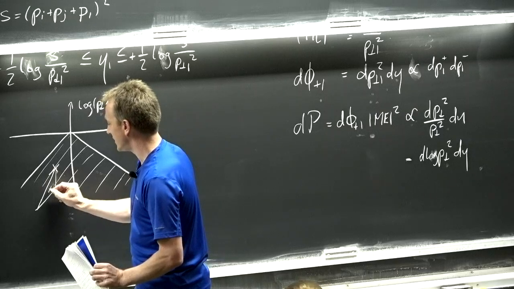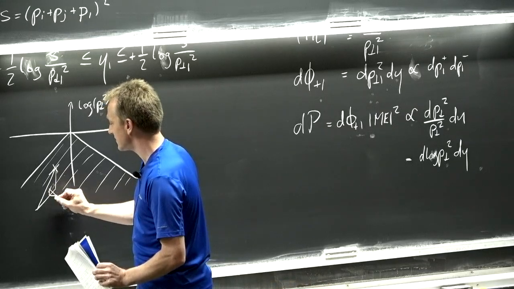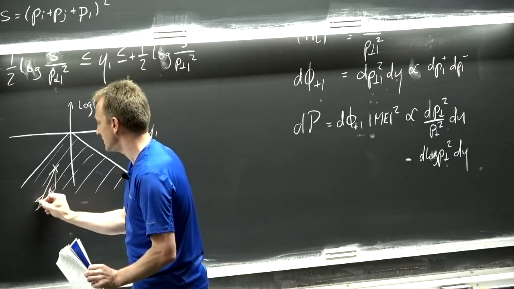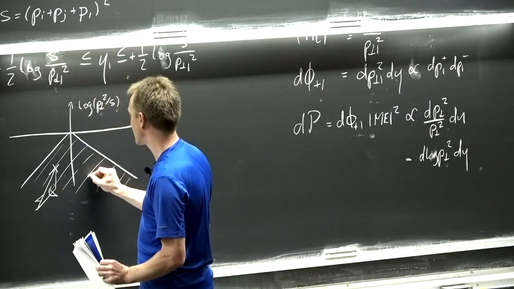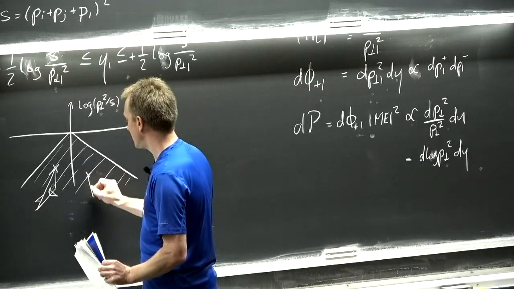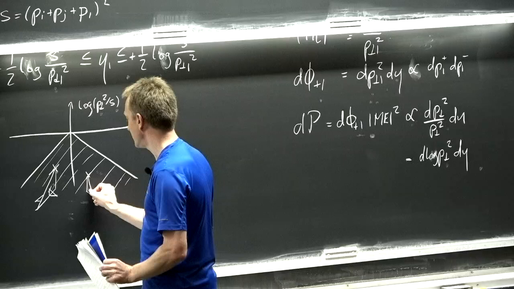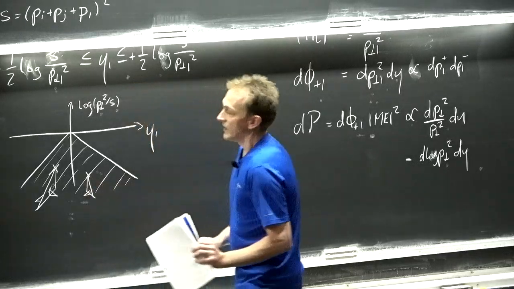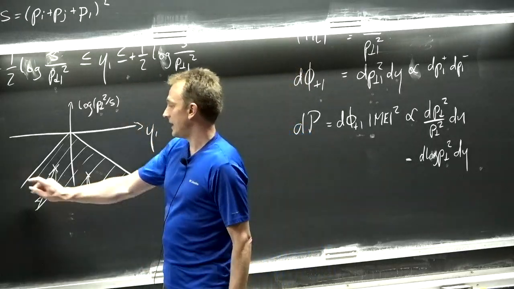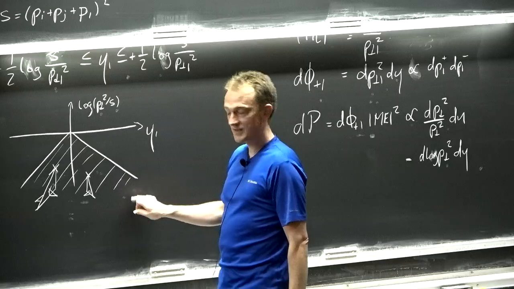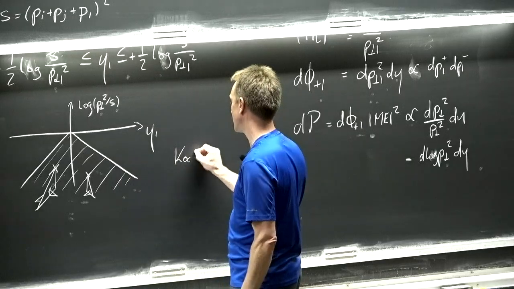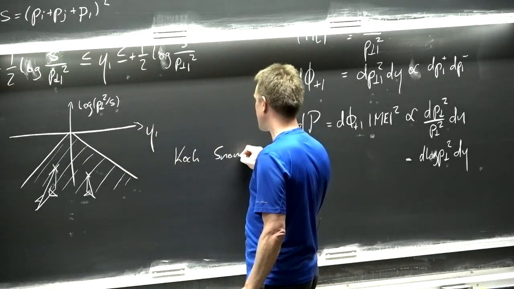I can throw another dart in here, generates yet another Lund plane. I can throw a dart here, generates yet another Lund plane. I can throw a dart here, and so on and so forth. And I can keep going. And what will develop here is known as the Koch snowflake. It's a fractal.